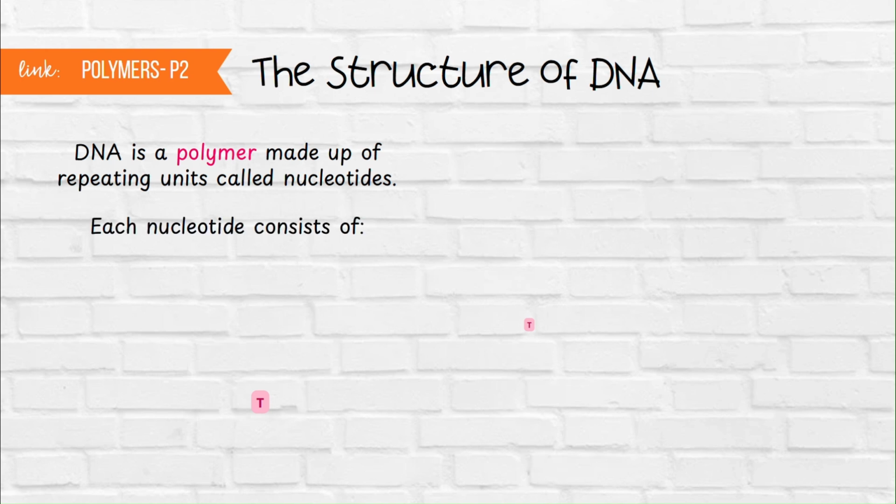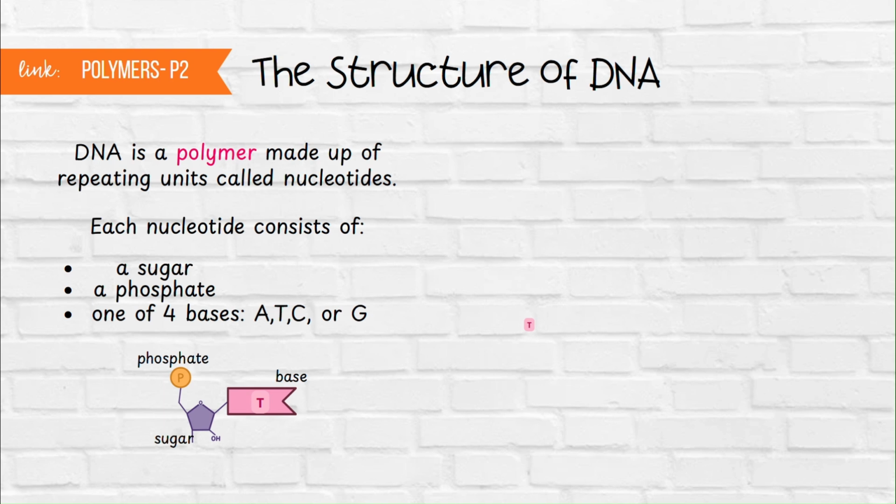Each nucleotide consists of one sugar, one phosphate, and one of 4 bases. So you could get A, T, C or G. Here we have a diagram of one of these nucleotides, and you can see how the phosphate and sugar are linked to this organic base.